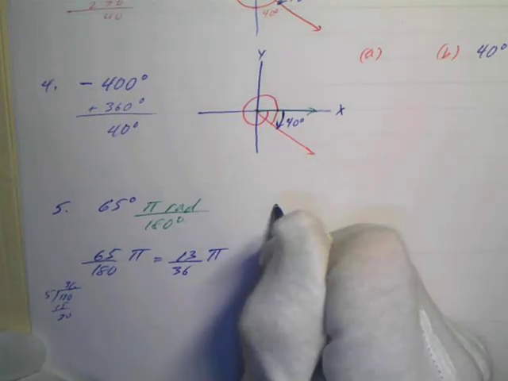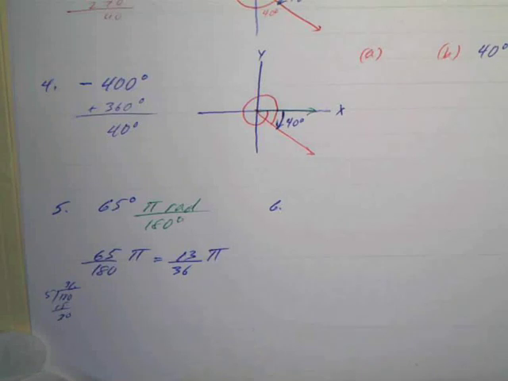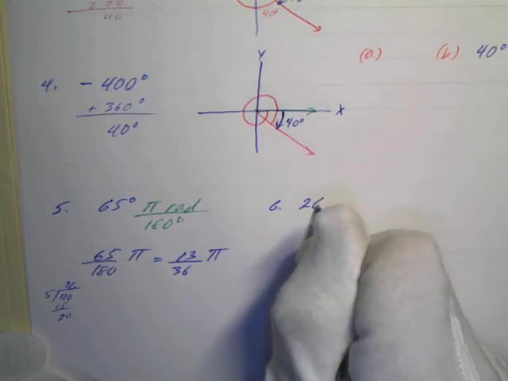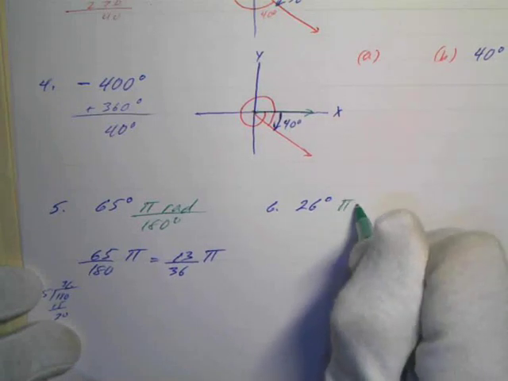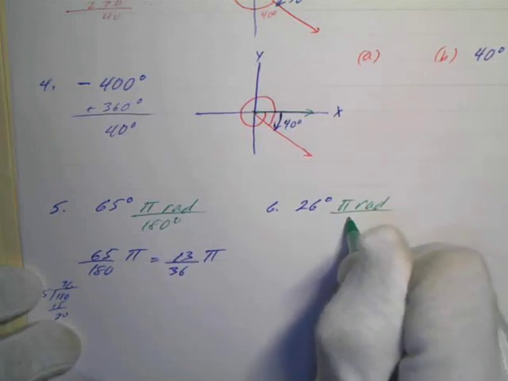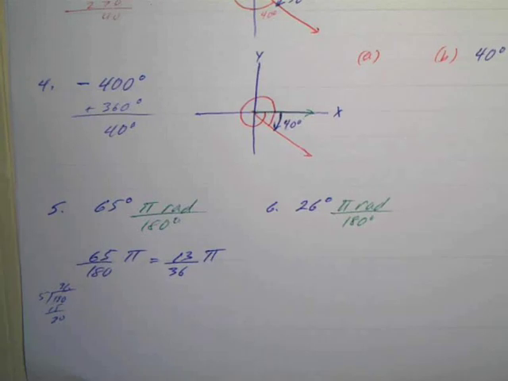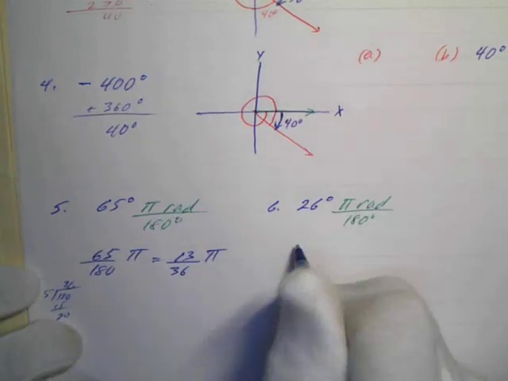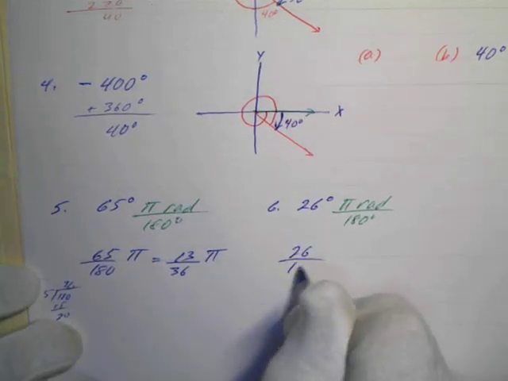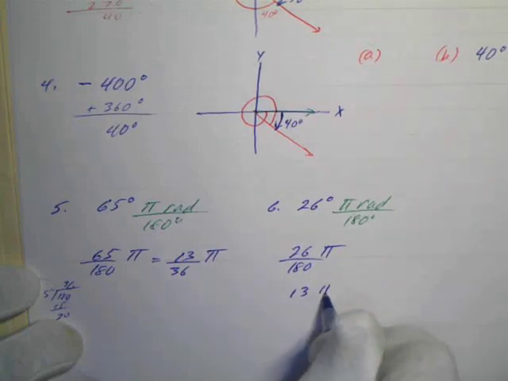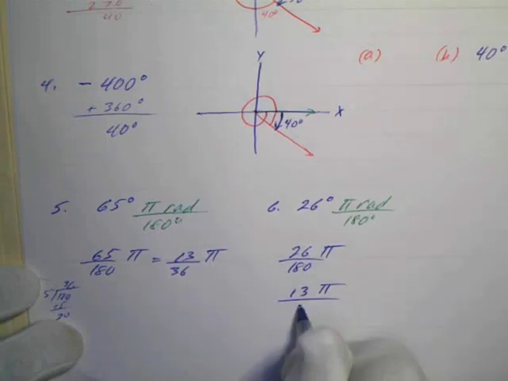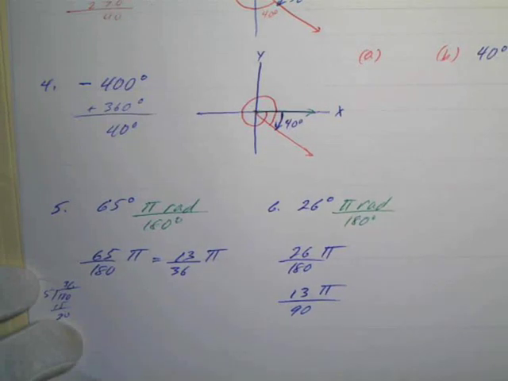Number 6 was 26 degrees. So again, we know that pi radians is 180 degrees. You see your degrees cancel, so that kind of helps you. So you got 26 over 180 times pi radians. I guess you can reduce that by 2, so you get 13 on the top, and 2 goes in there 90 times, so 13 over 90.